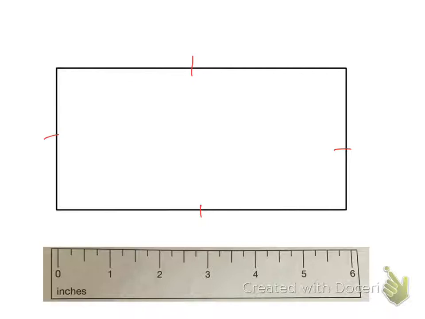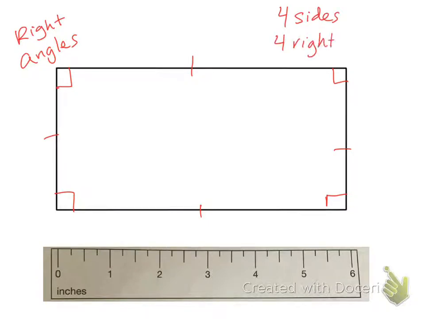Okay, if you notice about these sides, all the sides are straight sides. And we also have these corners. These corners are called angles. And a rectangle has 4 angles. Now these angles are special angles. They are called right angles, because a right angle looks like a corner of your paper. So a rectangle has 4 sides and 4 right angles.